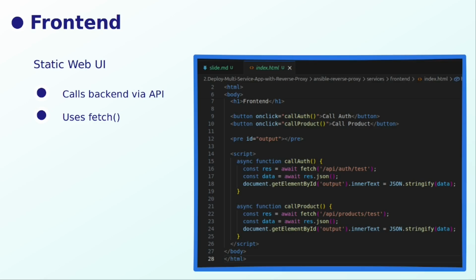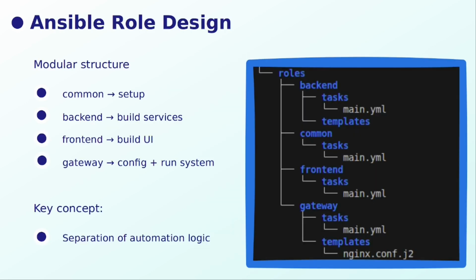Frontend. The frontend is a simple static website. It communicates with the backend using API calls. For example, when a user clicks a button, it sends a request like /api/auth/test. Notice that it does not call services directly. Everything goes through the gateway.